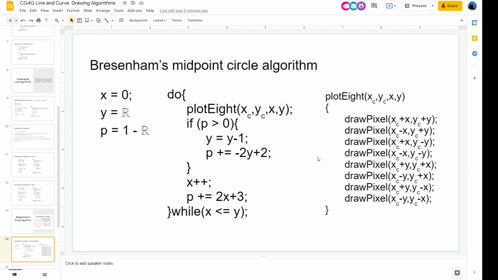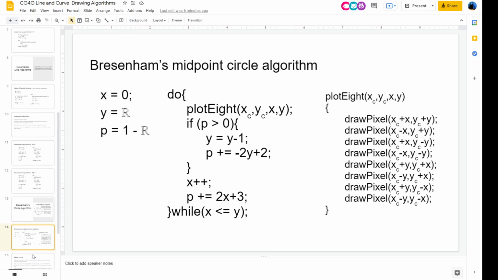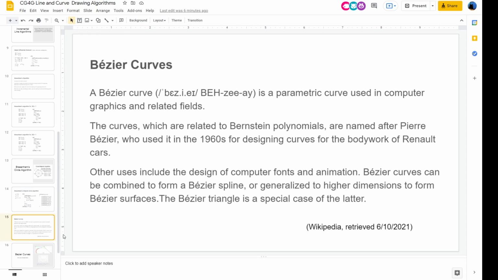So this is how you do that, and then this is the part where you plot the points. And it's really just saying, okay, given the center of the circle and the calculated point, what that relationship is depending on what octant you're in.